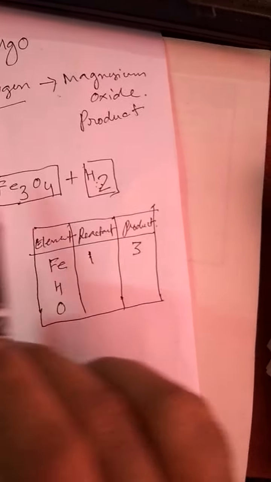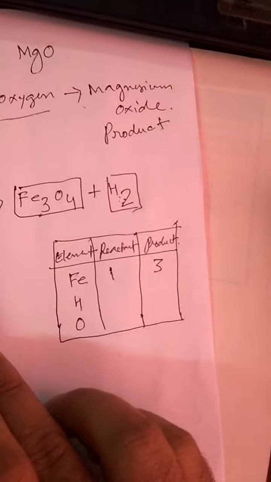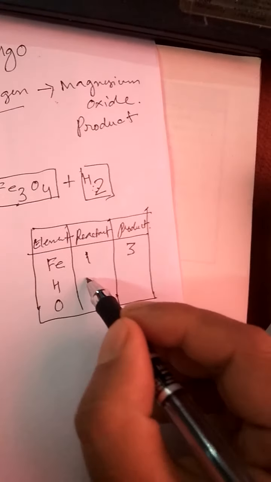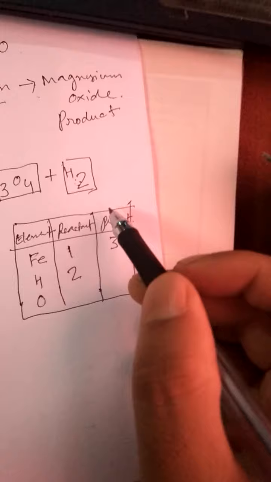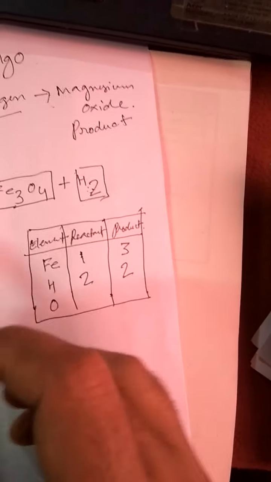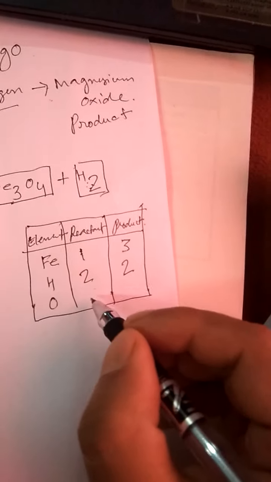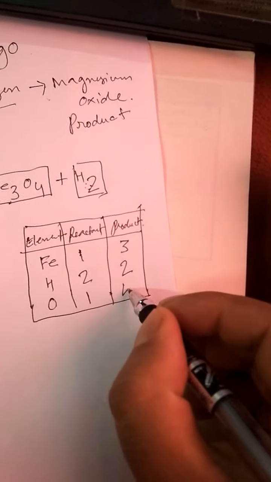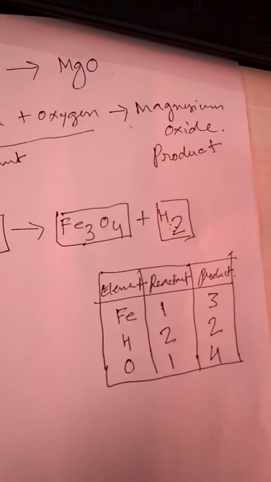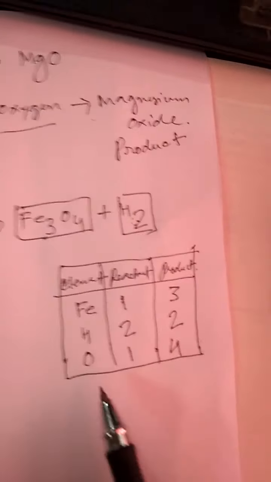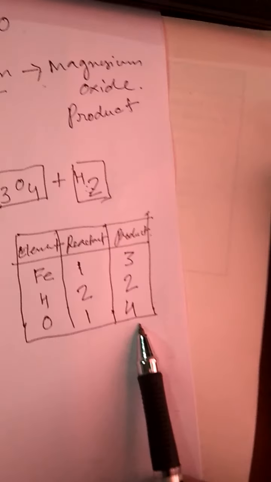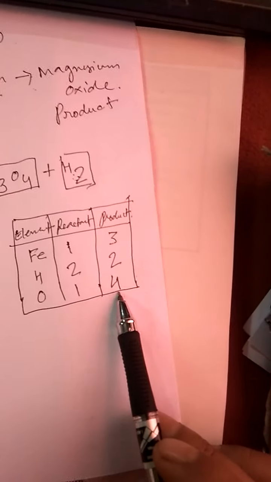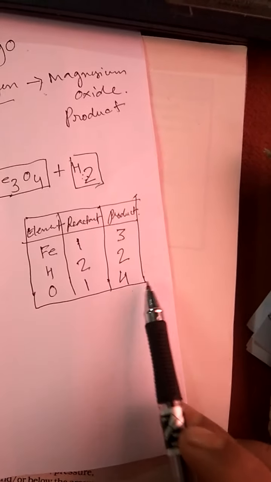Next, hydrogen: on the reactant side it is 2, on the product side it is 2. Oxygen: on the reactant side it is 1, and on the product side it is 4. So first we are going to take the element which has the highest number of atoms, either on the reactant or product side. We can see here oxygen has the highest number of atoms, that is 4. So first we are going to balance this 4.